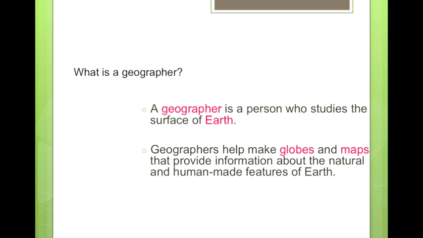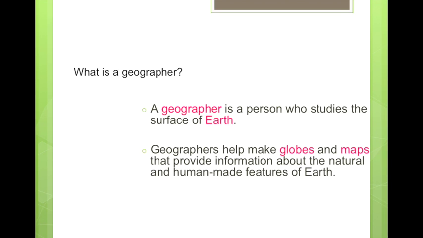Alright, so our first question is, what's a geographer? And you have notes there in front of you. A geographer is a person who studies the surface of the Earth. So a geographer is not going to study man-made features. He or she is going to study physical features like volcanoes, deserts, rivers, mountains, those types of things.